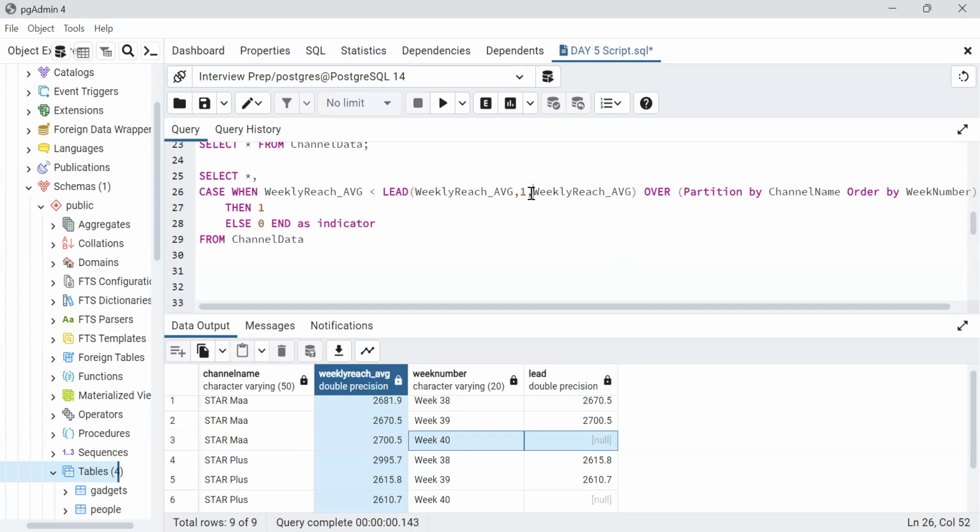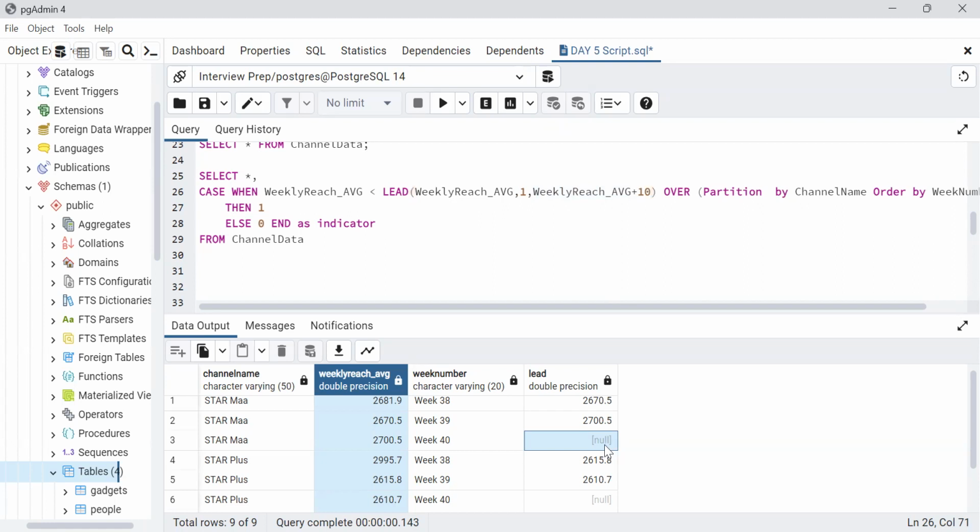There is one more parameter inside LEAD called default, okay? What does it mean? We are telling the LEAD function, in case you encounter a situation where there is nothing below it, where there is no data entry to put in, I want you to write this instead. This third parameter is called default. When LEAD does not know what to put and it puts null, instead of that, you can tell LEAD, okay, I'd rather put something like weekly reach average plus 10.